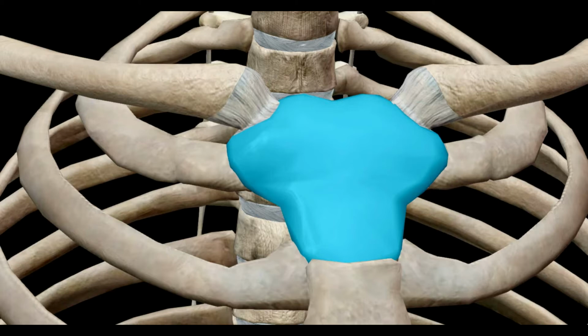Good morning everyone. We are going to see about sternum bone today. Sternum is an elongated flattened bone that forms the middle portion of the anterior wall of the thoracic cage and serves as an attachment for several muscles.